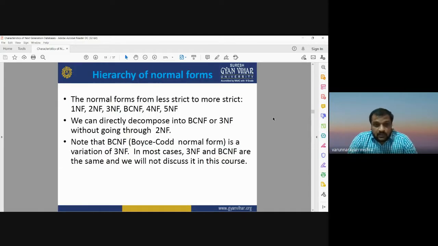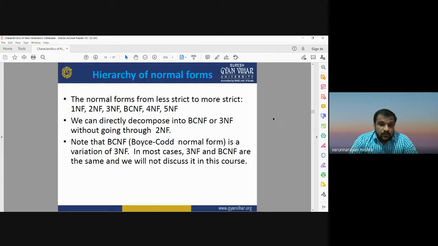So what is the hierarchy of the normal forms during the normalization process? The normal forms go from less strict to more strict. When we work on the normalization process, there are different kinds of normal forms: 1NF, 2NF, 3NF, BCNF, 4NF, and 5NF. We can directly decompose into BCNF or 3NF without going through 2NF.